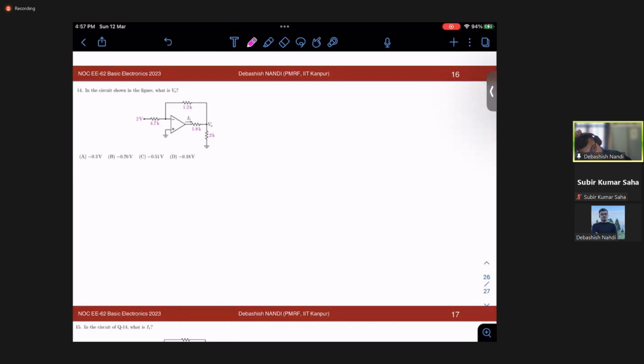Okay, this is pretty simple. They want us to find out what is V out. How do you find out V out? You see that it is in negative feedback, it is ideal. So this is ground. So simply (2 minus 0) by 4.7 is equal to (0 minus V naught) by 1.2. So your V naught would be 2.4 by 4.7, minus, it will be around minus 0.51 volt, right? Because 2.4 into 2 is 4.8, so the denominator is somewhat reducing, so it will be somewhat more than 0.5 volt. So from the options we can see that it is minus 0.51 volt, right?